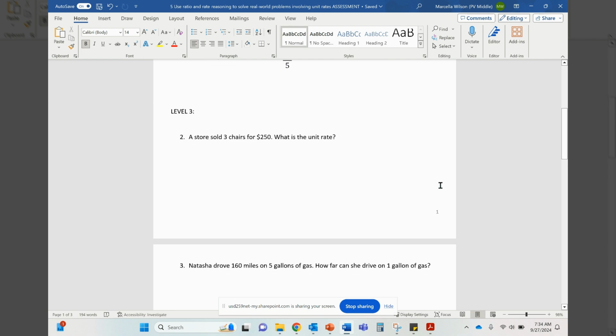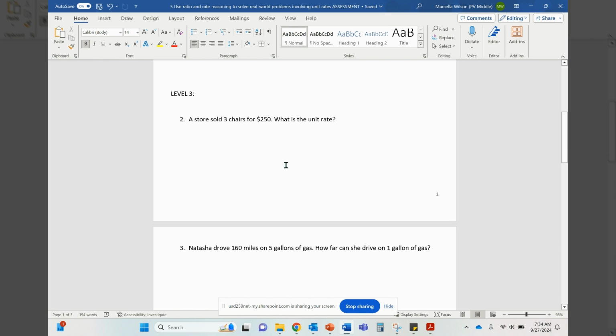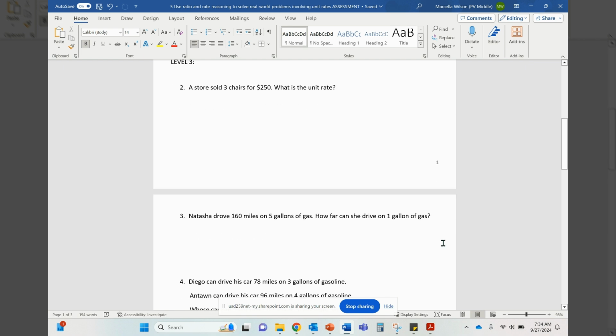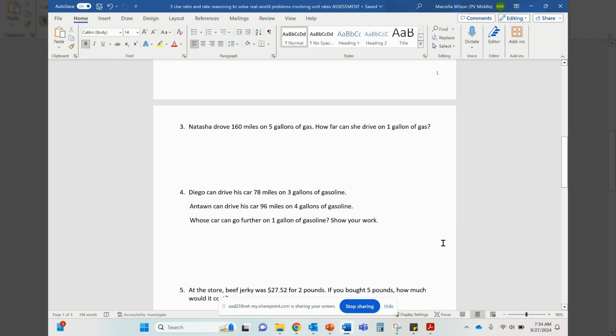Okay, level 3 questions. So number 2 says a store sold 3 chairs for $250. What is the unit rate? Now, like I just said, you're trying to figure out how much does one chair cost. That's the unit rate. So set up your proportion. Remember, dollars always goes on top. Go from there.